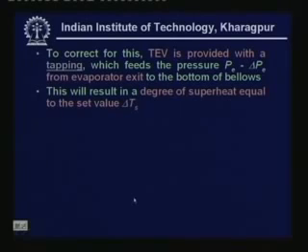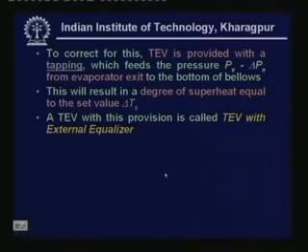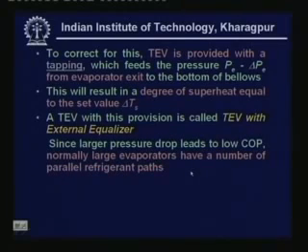So this will result in a degree of superheat equal to the set value delta Ts. A TEV with this provision is called a thermostatic expansion valve with external equalizer. Since larger pressure drop leads to low COP, normally large evaporators have a number of parallel refrigerant paths.